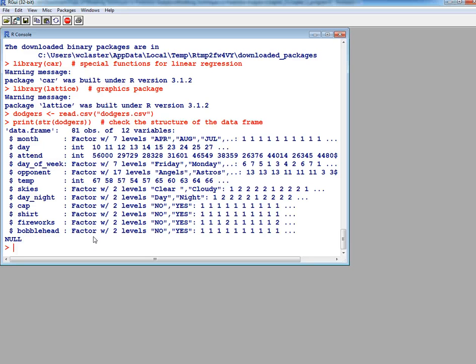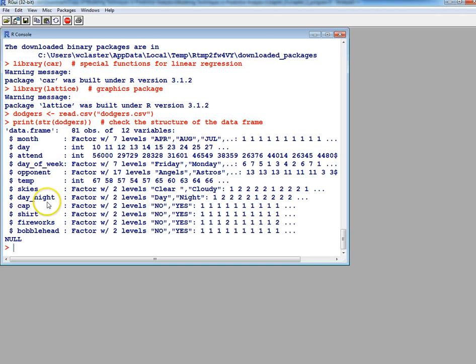Level, no. That's not what it means. Level means how many different values that particular variable can take. So bobblehead, what values could it be? Only yes and no, right? So there are 2 levels. Levels means the values that the variable can take.